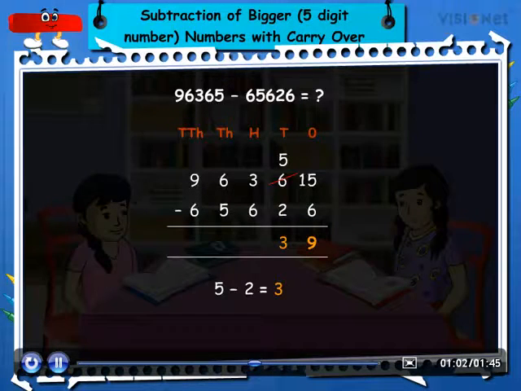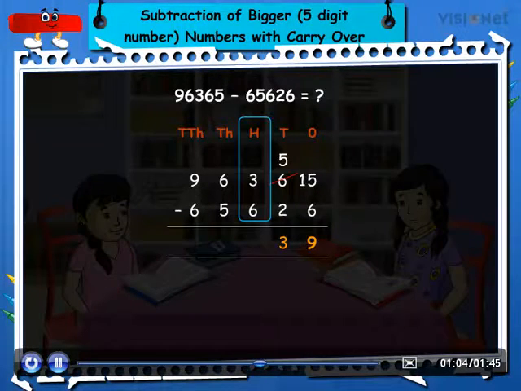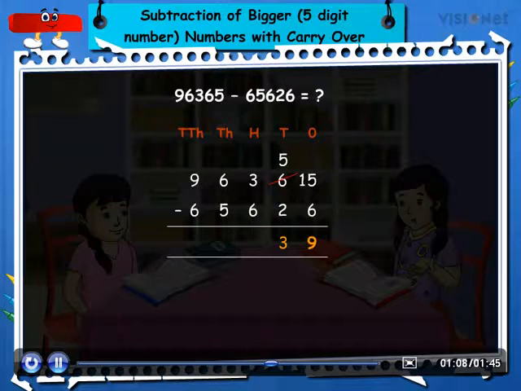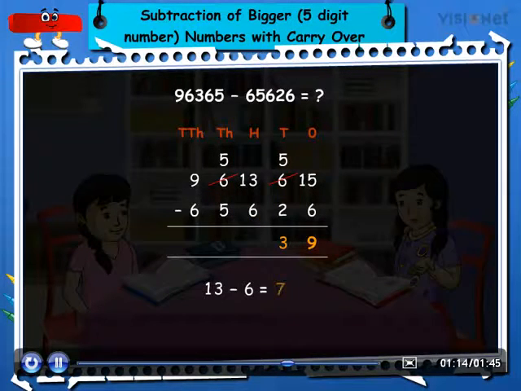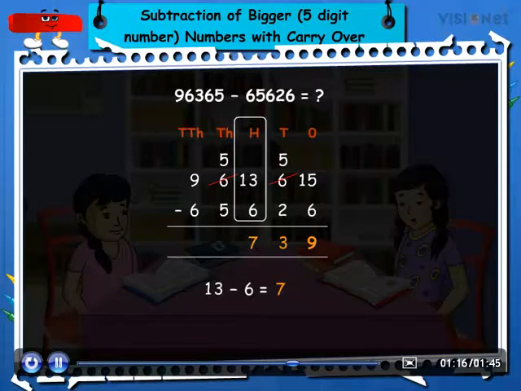Yes, Annie. Now subtract hundreds. Again we cannot subtract 6 from 3. So we borrow from the thousands place and it becomes 13. Now subtract 6 from 13 and we get 7. Place it in the hundreds place.